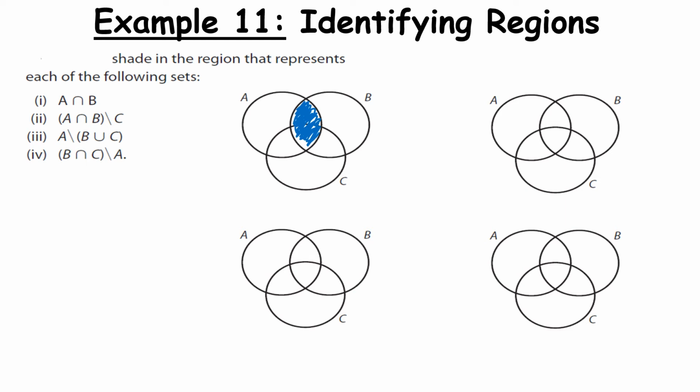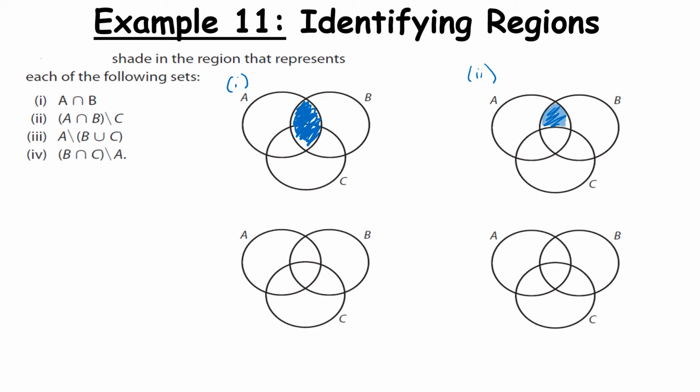In our second one, we do A intersection B less C. So here is A intersection B, but then we take away anything that's in C, which just leaves us with this piece here.